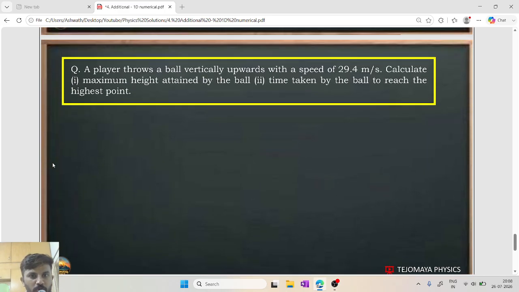A player throws a ball vertically upwards with a speed of 29.4 meter per second. Let me consider here we have a ball. The speed with which it is thrown upward is 29.4 meter per second. Calculate the maximum height attained by the ball. So maximum height attained by the ball, let's consider this is the maximum point where final velocity will be 0.